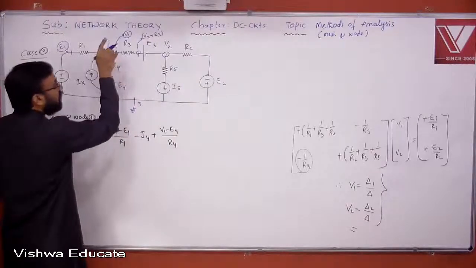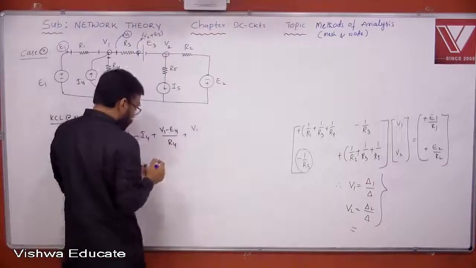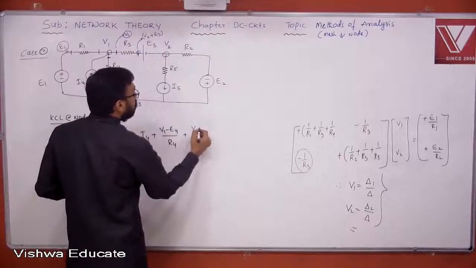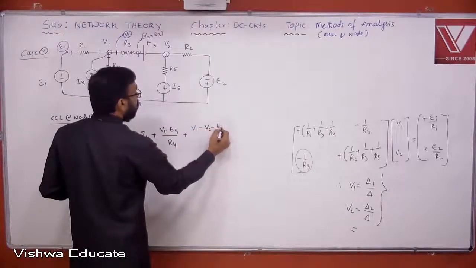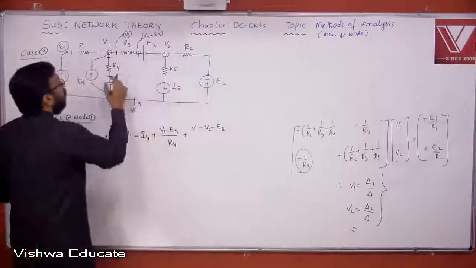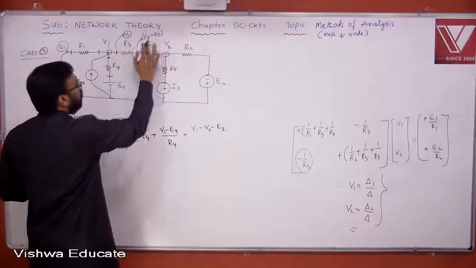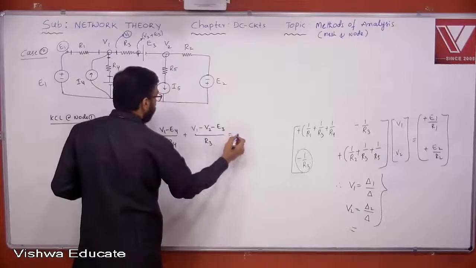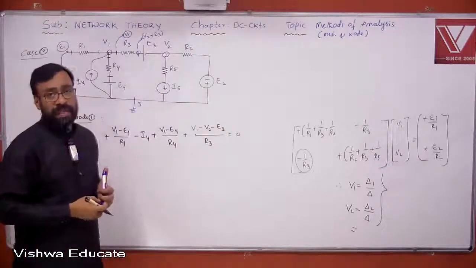What is the potential difference? Higher, assuming V1 higher, V1 minus V2 minus E3. That's it. V1 minus V2 minus E3, potential difference divided by R3. So I think you understand why we are taking the expression V1 minus V2 minus E3.